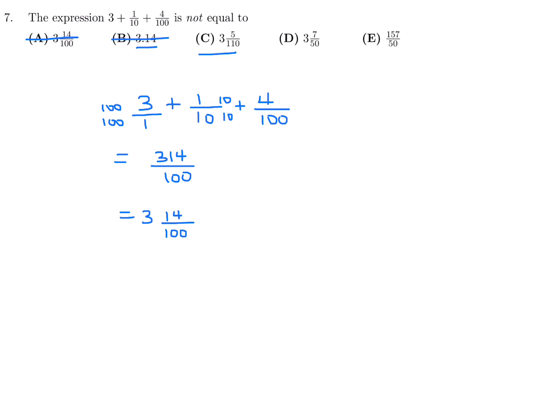7 over 50. Well, that's just this part reduced to lowest terms, 7 over 50. That's all that is, so that is equivalent. 157 over 150 is this chopped in half, top and bottom, 157 over 50, as you can see. So that is equivalent. So the only one that's not equivalent is this one. Number 7 is C.